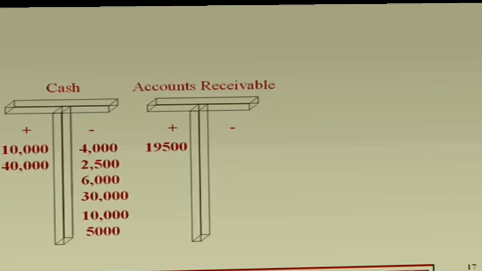Cash is plus 10,000. So the entry is cash, debit 10,000. Accounts receivable, credit 10,000. So the journal entry, which I think you're very comfortable with now, it looks like this.